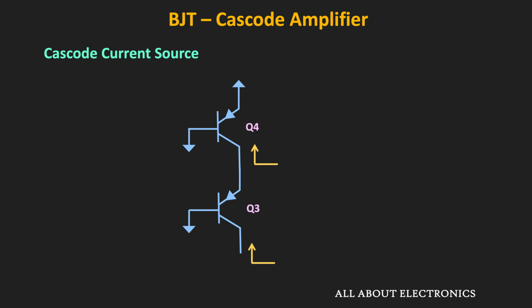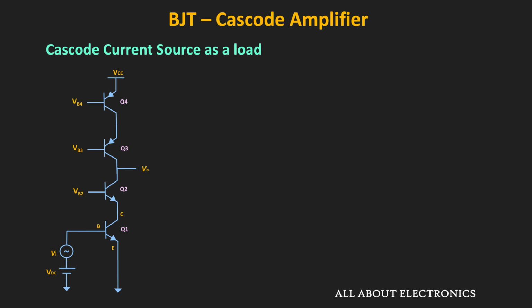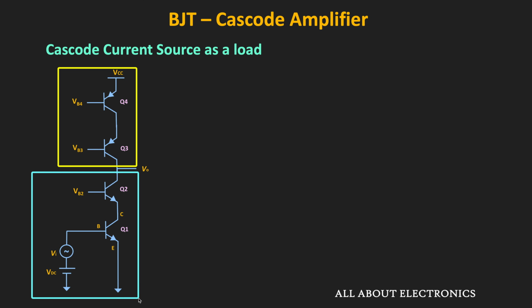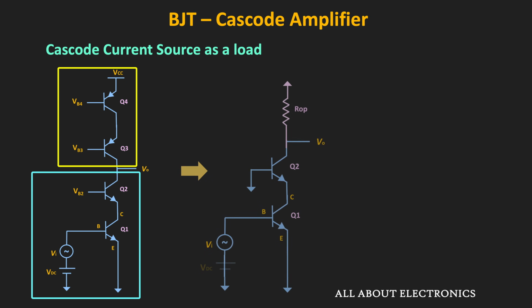So now what we can do? We can connect this cascode current source to the cascode amplifier. And if we do that, then this is how it will look like. So here, these two transistors represent the cascode current source, while these two transistors show the cascode amplifier stage. So now, for the AC analysis, all the DC sources in the circuit will act as a 0. And now, this cascode current source can be replaced by the equivalent output resistance.